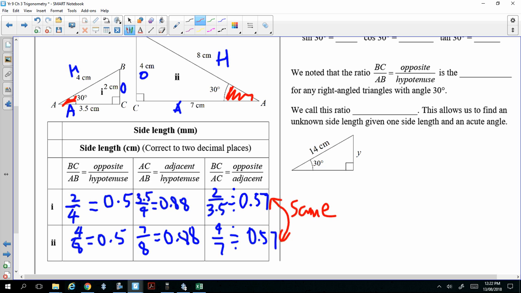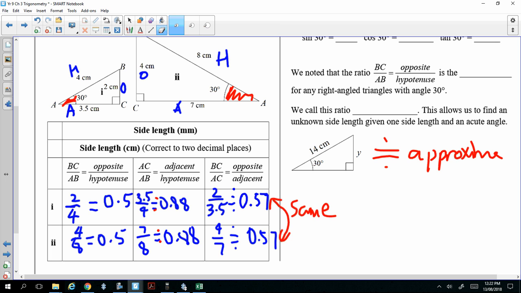Well, they would be the same if they have the same angle. They are approximately equal. I rounded my answer. I forgot.